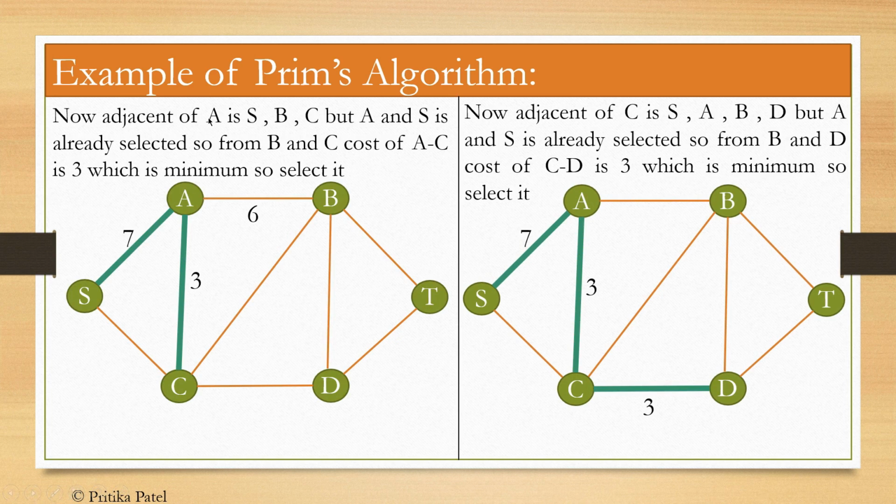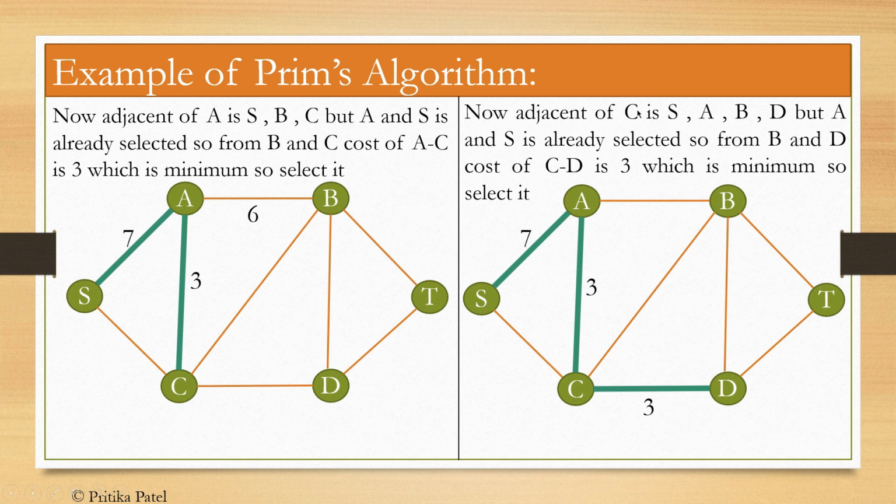Now the adjacent vertices of A are S, C and B. But A and S are already selected. So from B and C, A to B has weight 6 and A to C has weight 3. We choose the minimum weight, 3, so this path is selected for the minimum cost spanning tree.